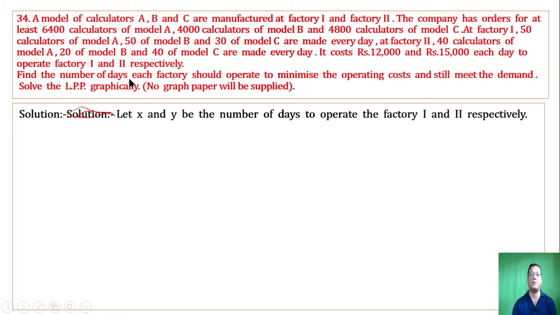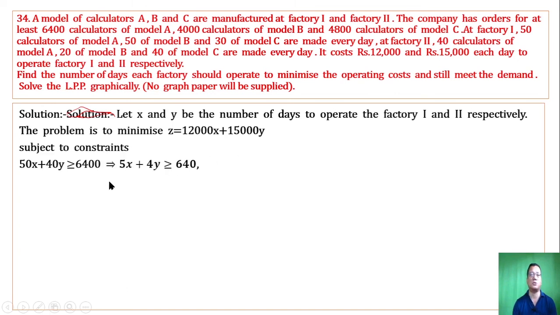Let X and Y be the number of days to operate factory 1 and factory 2 respectively. The problem is to minimize Z equal to 12,000X plus 15,000Y, subject to the constraints 50X plus 40Y should be greater than or equal to 6,400.